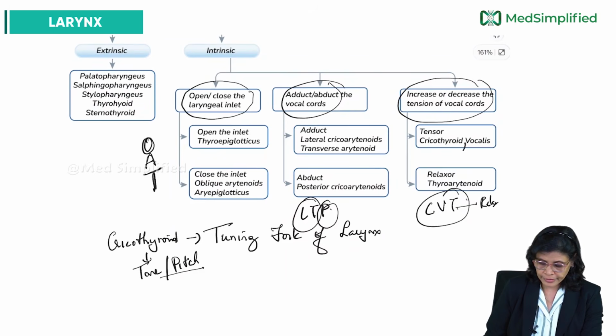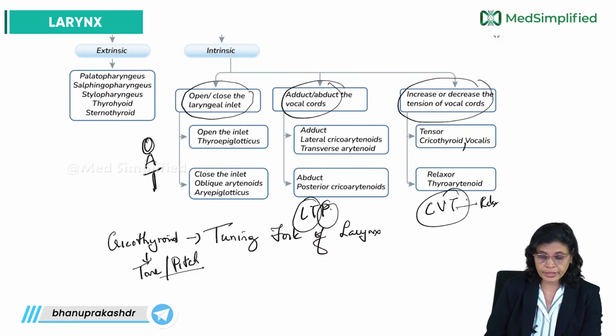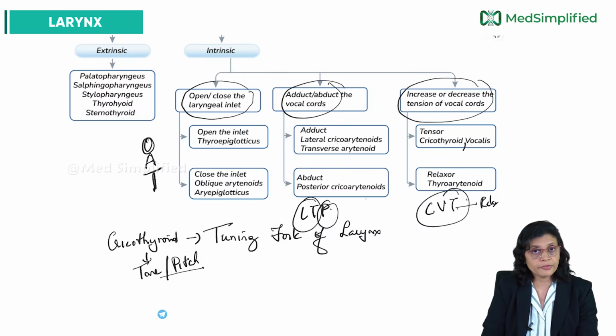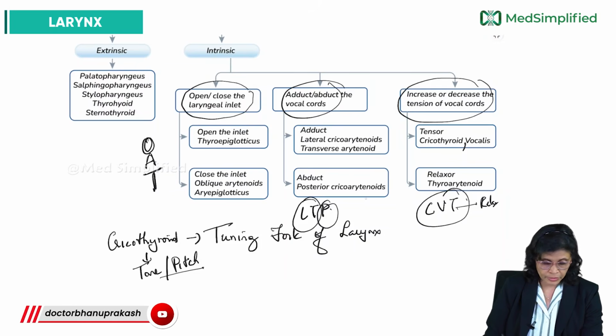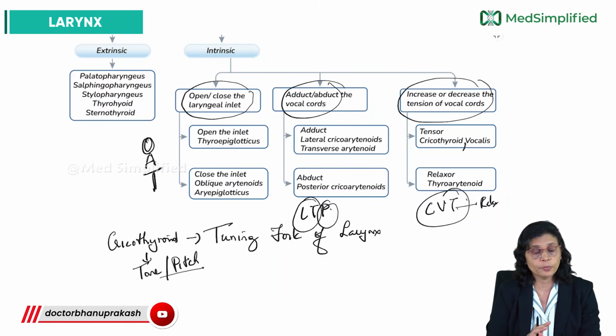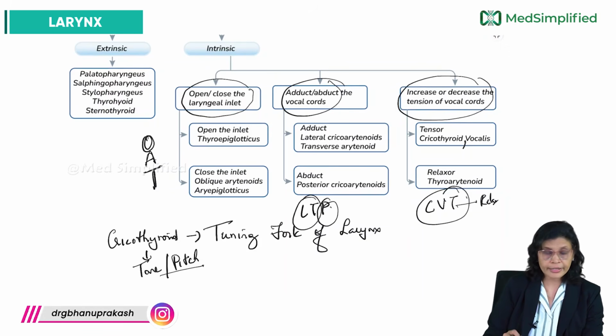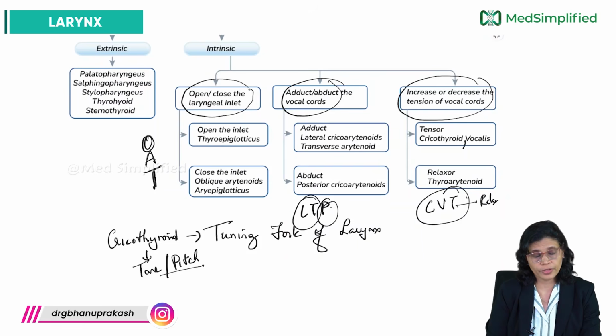Usually if there is paralysis of the cricothyroid, because of injury to the external laryngeal nerve, it can result in alteration of the voice. This is of most significance in the case of singers, where the voice is very important, right? So that is about the muscles and the important points. You should remember the only muscle which opens the inlet is the thyroepiglottic. The only abductor is the posterior cricoarytenoid, and cricothyroid is known as the tuning fork of the larynx.